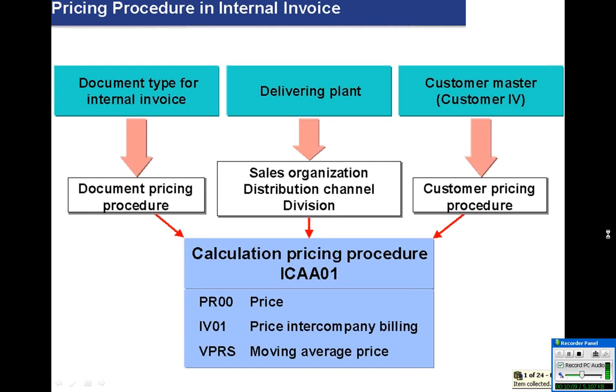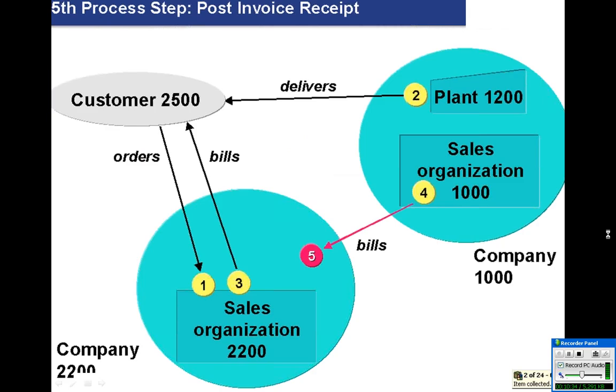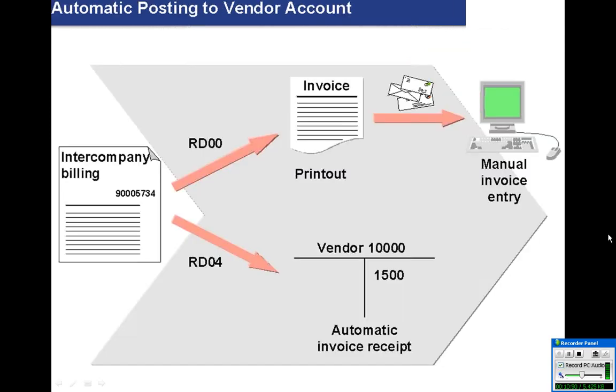So we can assign a different pricing procedure for the invoice of type IV based on this criteria. In this pricing procedure, we can have a condition type PR00 for price that will be inactive, but we want this condition type to appear for our calculations, and then we'll have IV01 and VPRS. So once sales org 1,000 has issued the invoice to 2,200, our transaction is complete. Right. We can post the invoice receipt and we can clear the payment.